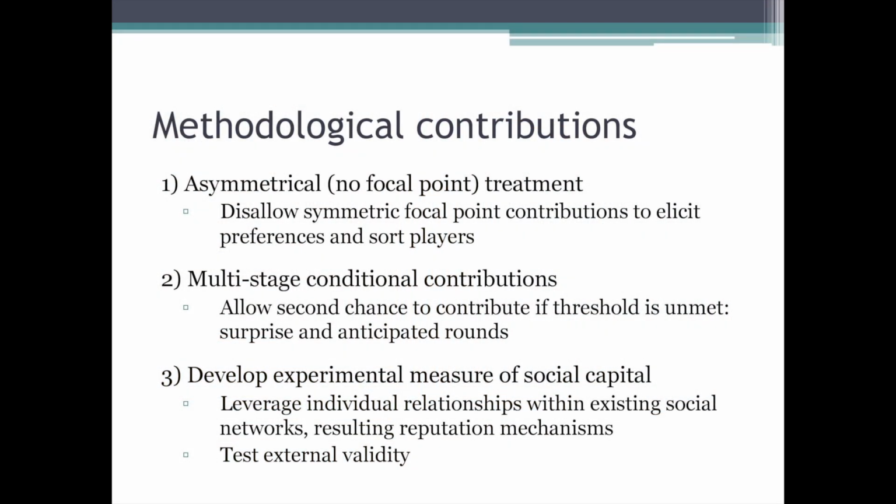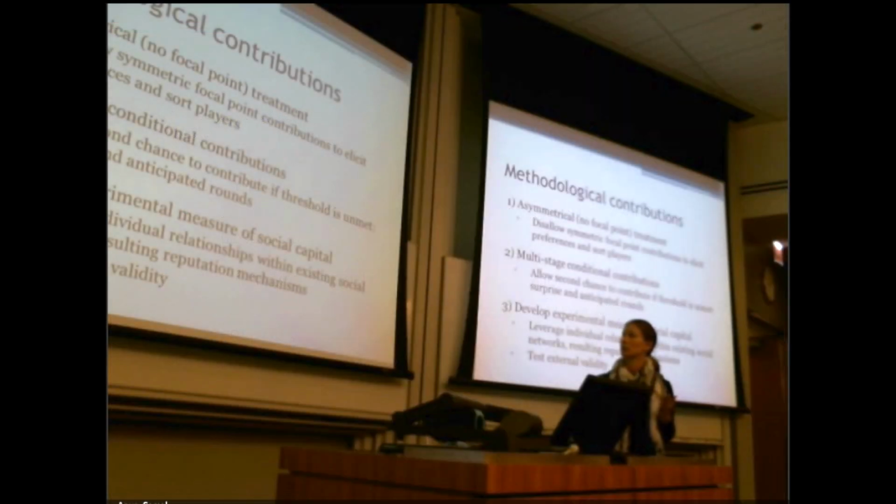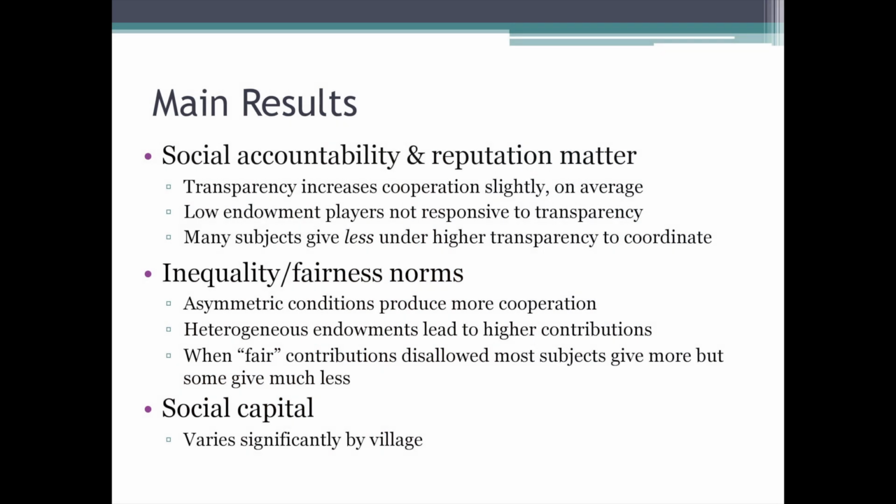So the methodological contributions of this paper are, like I mentioned, the asymmetrical feature, removing the focal point and viewing what people would do in the absence of a fair contribution; the multi-stage conditional contributions, allowing a second stage if the threshold is not met at the first stage; and finally, a measure of social capital, because everybody in the village actually knows each other. So the main results are that social accountability and reputation do matter.